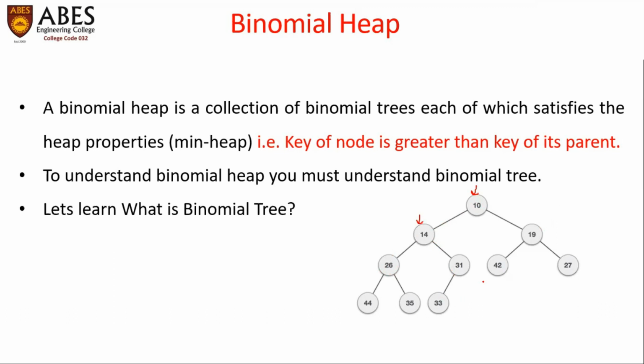As a conclusion, we can say that if we traverse this whole tree, we will get the minimum element, the smallest element of this tree, at the root node. So that is the basic concept of min heap, where we get the minimum element at the root node, and all the other elements are always greater than the root node. Now, to understand the binomial heap, first you have to understand what a binomial tree is. So now let us learn about the binomial tree.